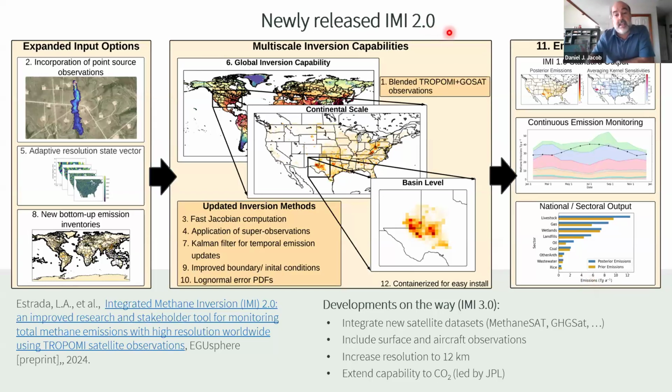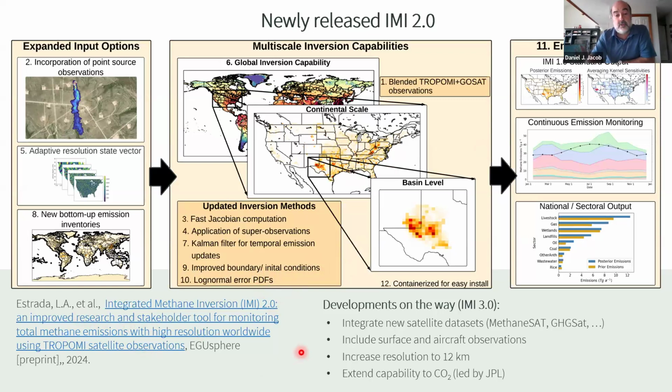We recently released IMI 2.0, which adds considerable capability to the original IMI, in particular a multi-scale inversion capability with an adaptive resolution of emissions that allows you to go from the basin level up to the continental scale and all the way to global analysis if you so choose. We now incorporate information from point source observations. We enable continuous emission monitoring, so you can see how emissions vary from one week or one month to the next. We allow for lognormal error probability distribution functions, which means that you can capture the high tail of emissions, and a bunch of other things that you will hear about in subsequent presentations and that are documented in a paper by Lucas Estrada.